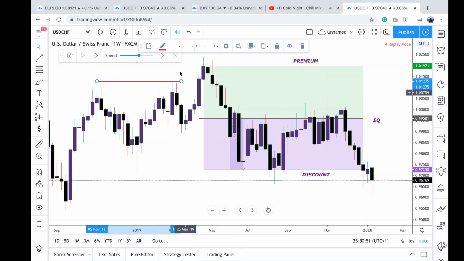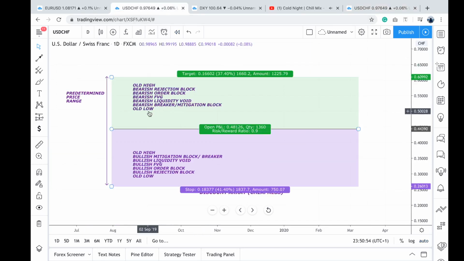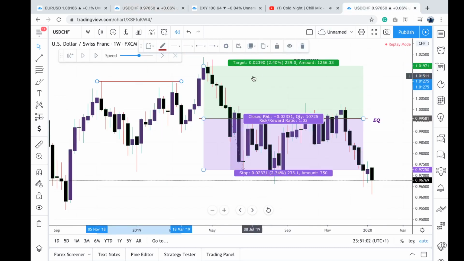Should price trade through that level, what you would have to solve is this question: is there a bearish liquidity void in the marketplace on that price pair? No bearish liquidity void on the weekly time frame.